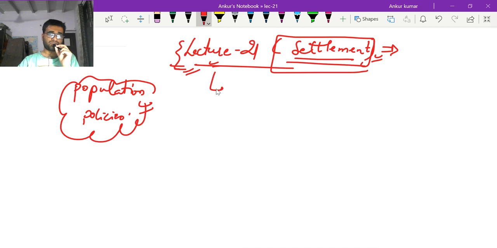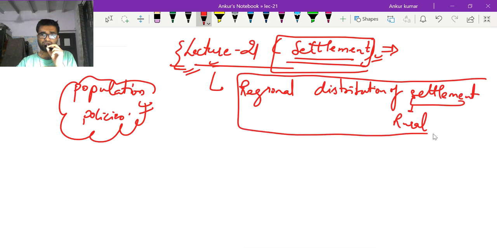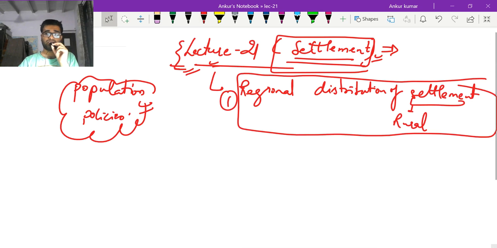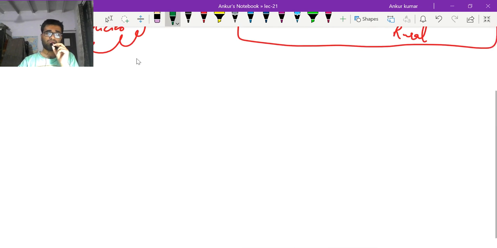But first of all, we will do the regional patterns of settlements, the regional distribution of settlements. Which settlements? Rural settlements. So the first topic that we will cover is the regional distribution of rural settlements. So without delay, let us start with the first topic. Before understanding this topic, let us know in brief about the different types of rural settlements.